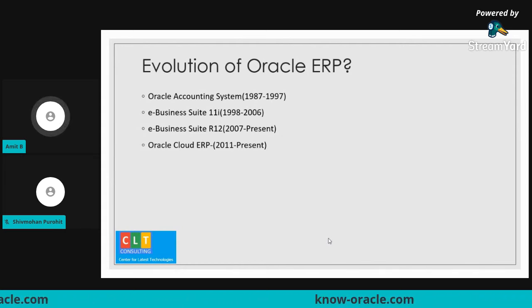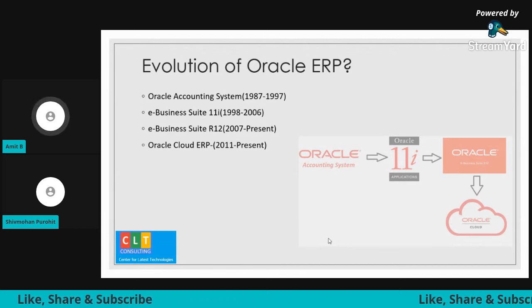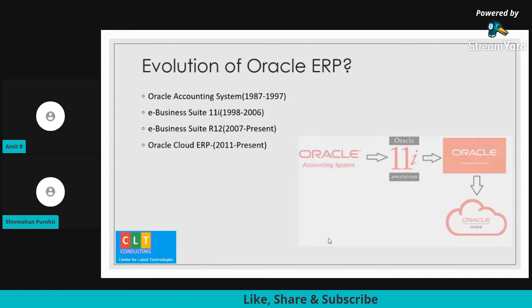The 20B or any release is basically the year and the quarter. So right now we are in the second quarter. 2020 is the year, so 20 and B. The year is divided into four quarters: A, B, C, D, and that is what is shown in this picture. So it started with the Oracle accounting system, then Oracle 11i, then Oracle E-Business Suite R12, and then Oracle Cloud.